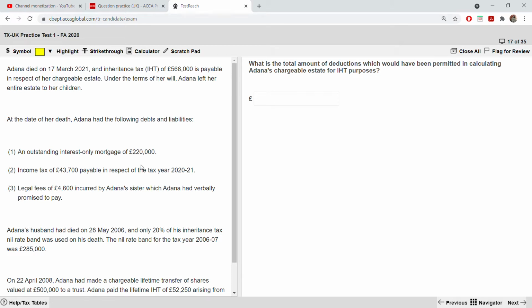So what is it? One is the outstanding interest-only mortgage. This will be deducted, and the 43,700 will be deducted. Just not this one, because this is verbally promised to pay. So these two will be deducted. When you're making a death estate, make sure what the deductions are. So these two are deductions: 220,000 plus 43,700 will be 263,700. Okay, next.